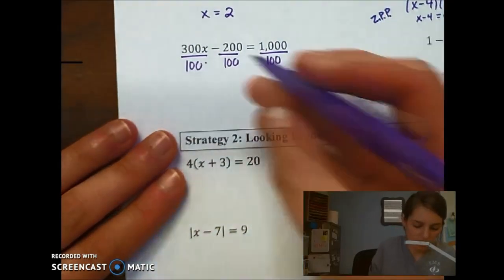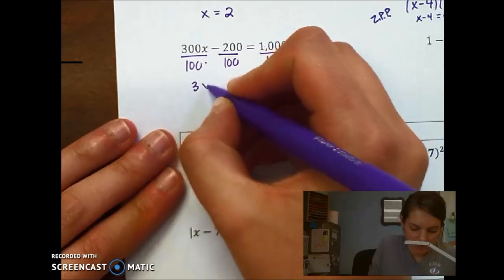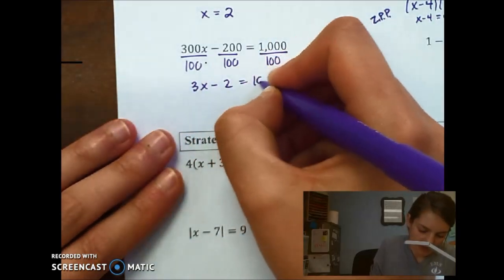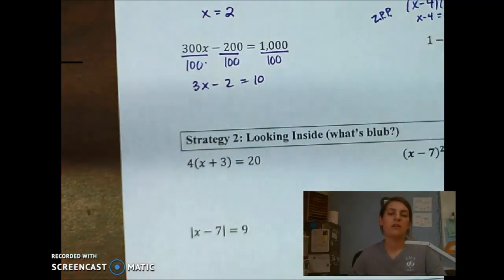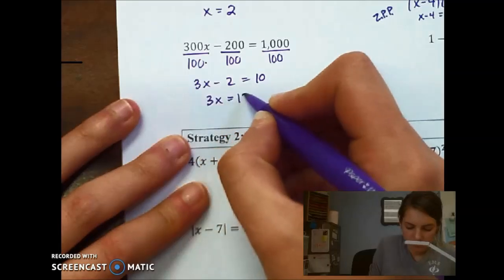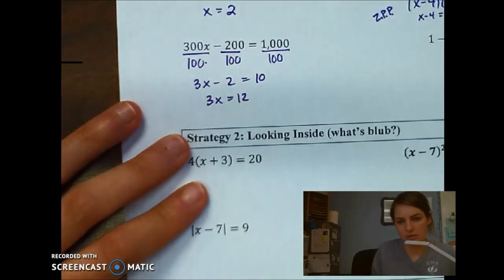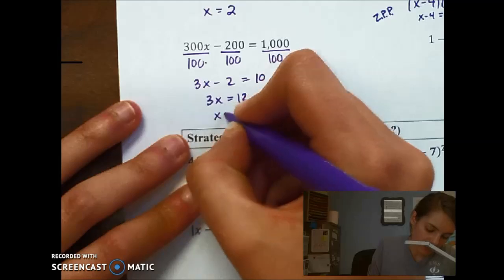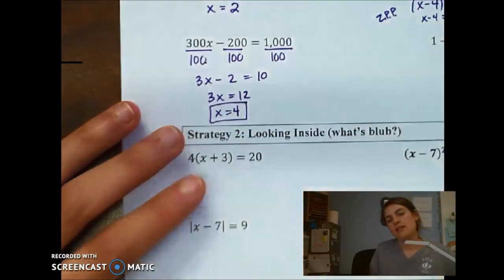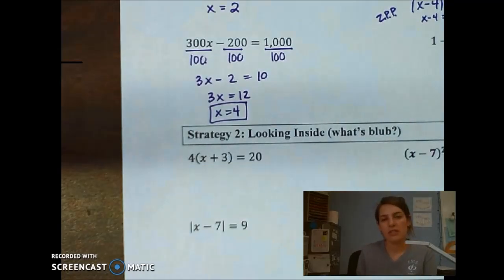So then this equation just became 3x minus 2 equals 10, which will solve the same way. Flip the 2, the negative 2, and then x equals 4. But it's a little bit quicker to solve it if you can reduce the numbers and make them smaller.